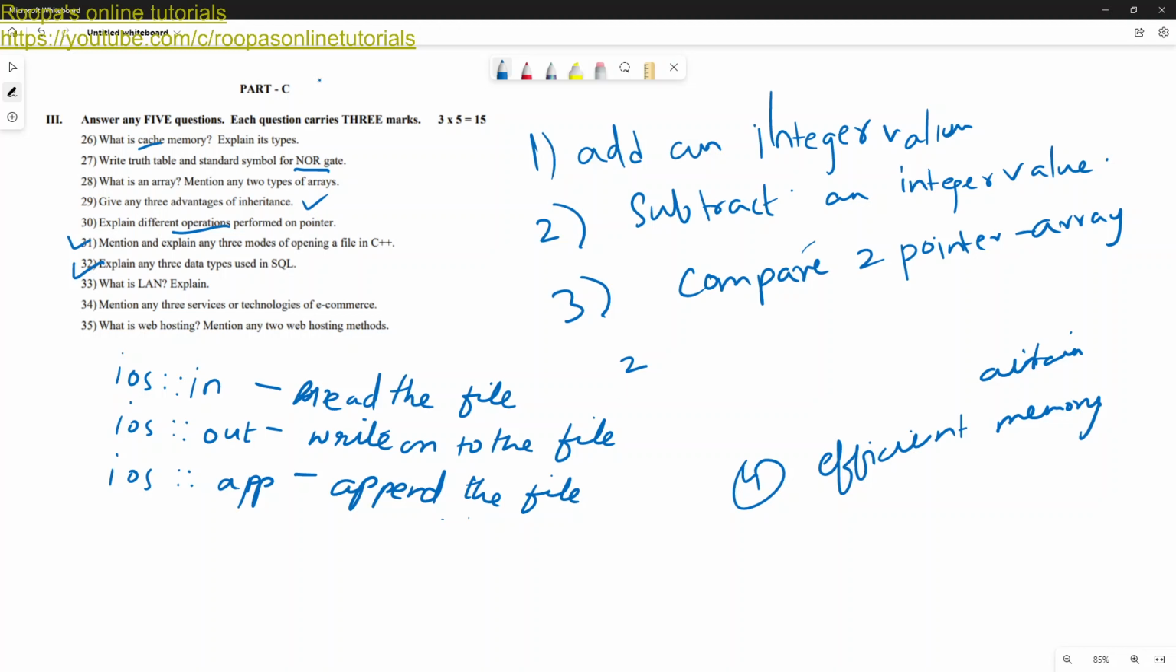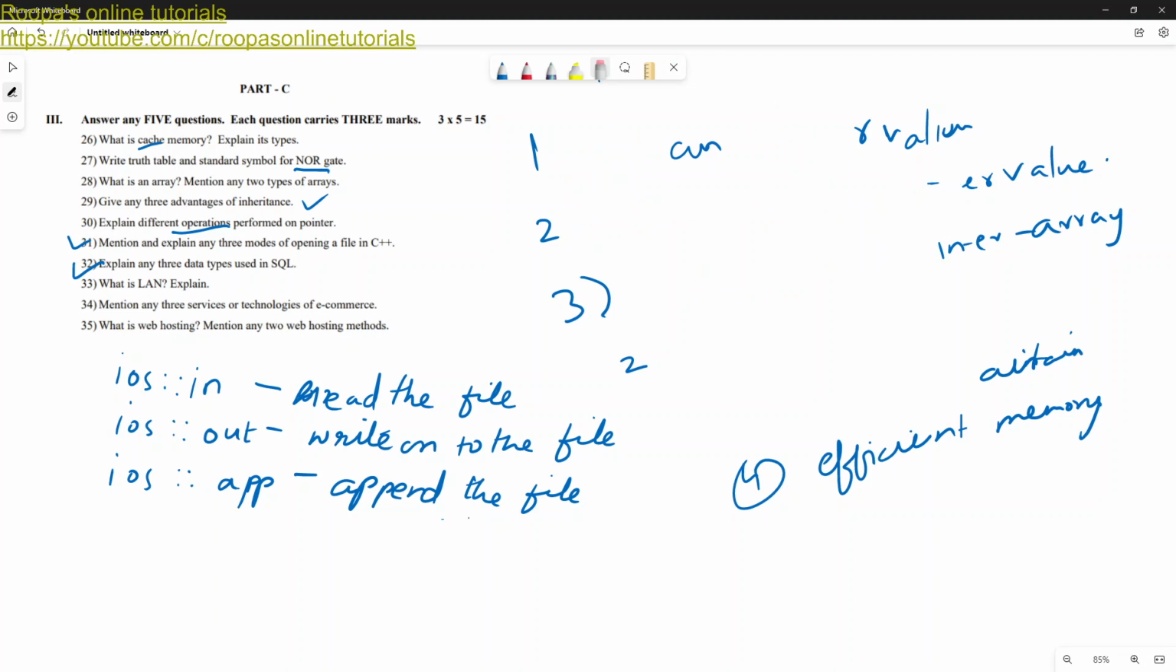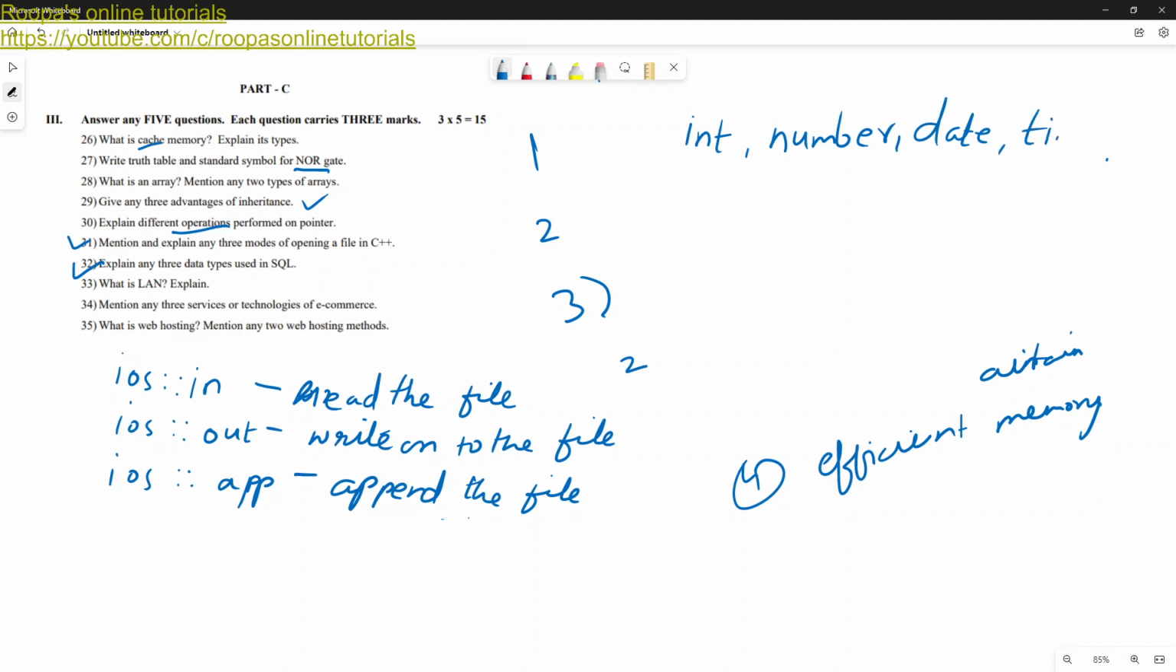Just like in C++, you have different data types like int, char, float, double. In SQL also you have different data types. So they have just asked you to explain 3 data types used in SQL. Okay, this particular question, the 32nd question, we are talking about. So here you can write anything, like for example int, okay, number, okay, then date, time, okay, char, varchar2. Okay, so you can explain this also.